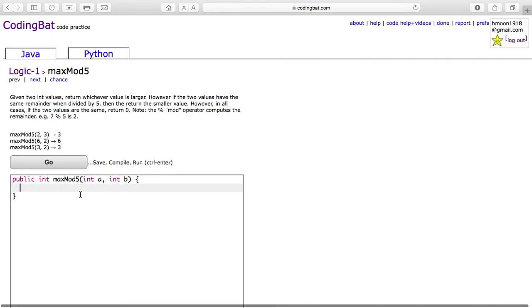However, in all cases, if the two values are the same, return 0. Note that the percent or mod operator computes the remainder. For example, 7 mod 5 is 2.